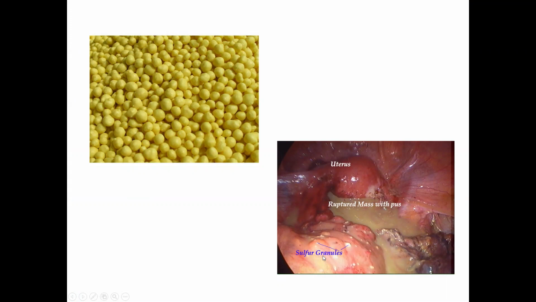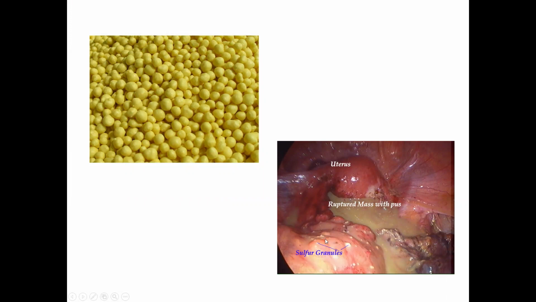And grossly, the appearance of these actinomycotic colonies is yellowish white in color. As we could make out here, the gross appearance of these colonies is also called sulfur granules. But sulfur granules is a misnomer, because actually there is nothing to do with sulfur in these actinomycotic colonies. It is just the color of the nodules that we see scattered within the body organs. They are called sulfur granules because sulfur is also yellowish.